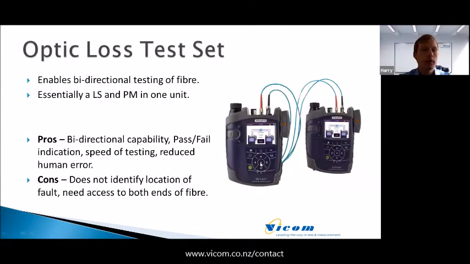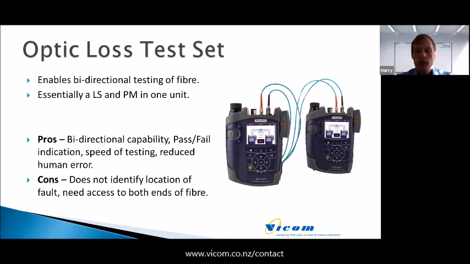Okay, next piece of tooling we're going to chat about is the optical test set. Think of it essentially as a power meter and a light source combined into one unit. So up the top, we'd have a laser source or light source port and a power meter port. Now, optical test sets are typically always utilized in pairs, and that enables bidirectional testing capability.